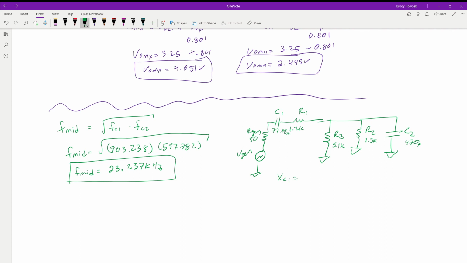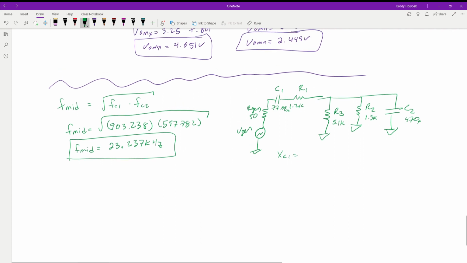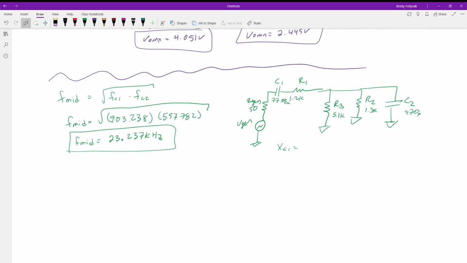Okay, now we're going to look at our X of C1. Same thing: we use our frequency times our capacitance times 2 pi, and take the reciprocal of that for both of these. We end up with 88.858 ohms. X of C2 is equal to 14.573 K. Now when we solve this, we're going to solve it just like we would normally.